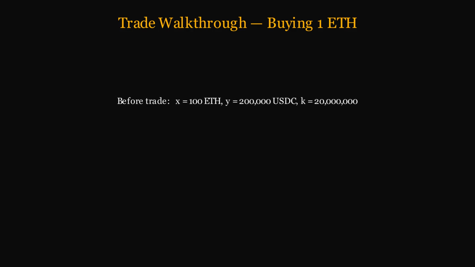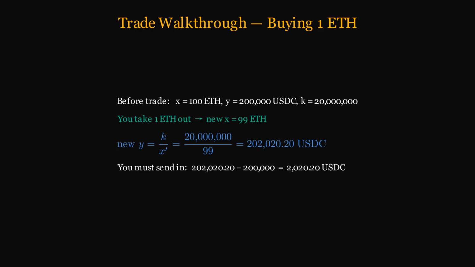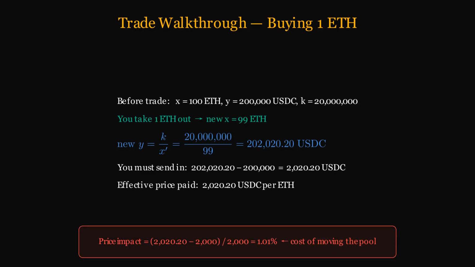Before the trade: 100 ETH, 200,000 USDC, K equals 20 million. You want to buy 1 ETH. You are taking ETH out of the pool, so the new ETH reserve must be 99. To keep K constant, the new USDC reserve equals 20 million divided by 99, which is 202,020.20 USDC. You must send in 2,020.20 USDC to cover the difference. Effective price: 2,020.20 USDC per ETH against a pre-trade price of 2,000. That 1.01% premium is price impact, the cost of moving the pool's price with your trade.